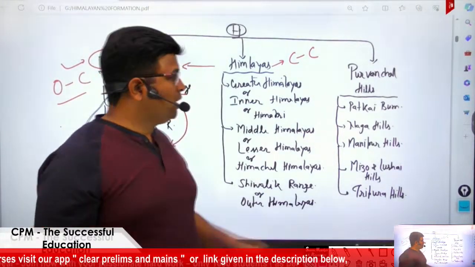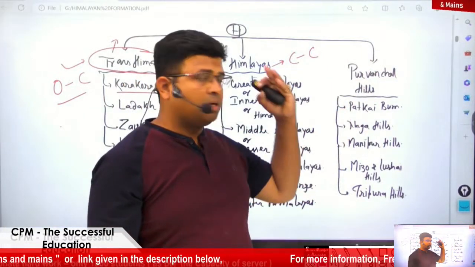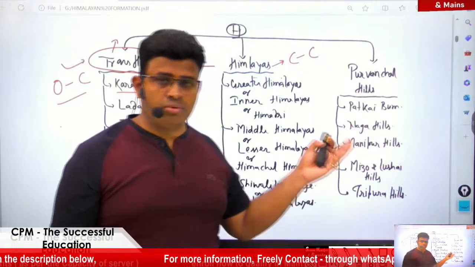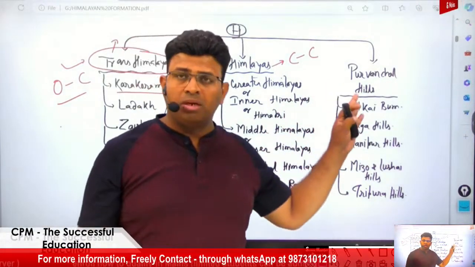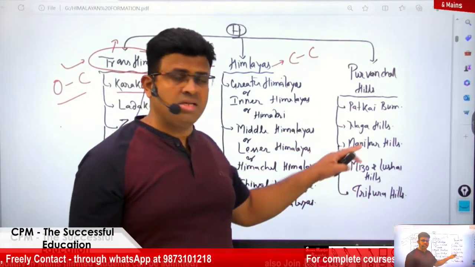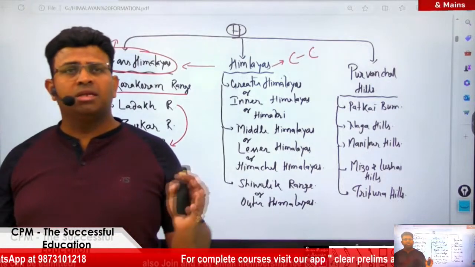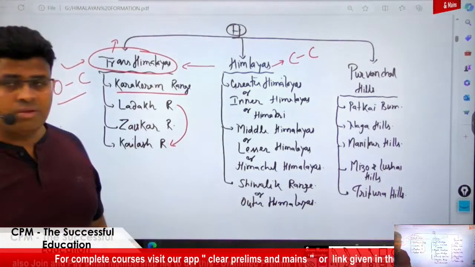Understood? In the Provincial Hills in the northeast, there are the states of Arunachal Pradesh, Nagaland, Mizoram, Manipur, and Tripura. In these states, the mountains were formed during the formation of the Himalayas. These are the Patkai Bum, Naga Hills, Manipur Hills, Mizo and Lushai Hills, and Tripura Hills. These are the different hills which were formed in the northeast during the formation of the Himalayas.